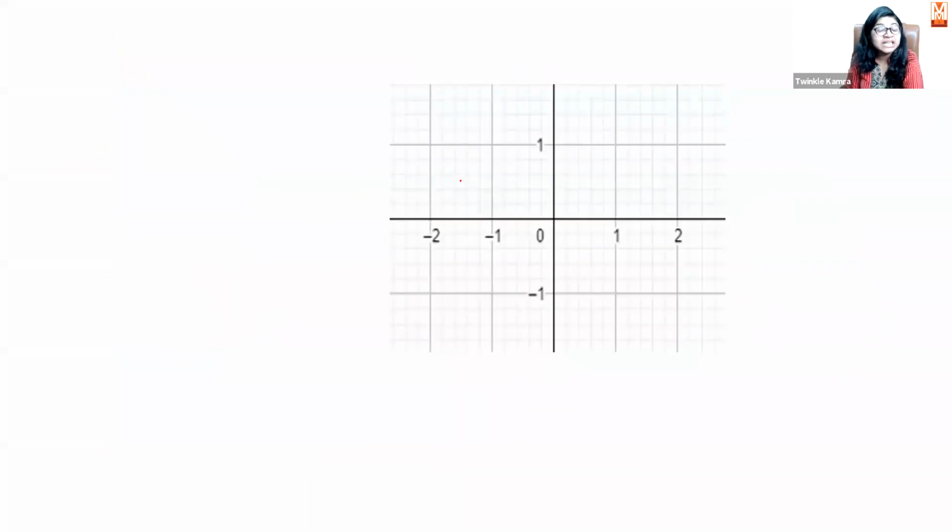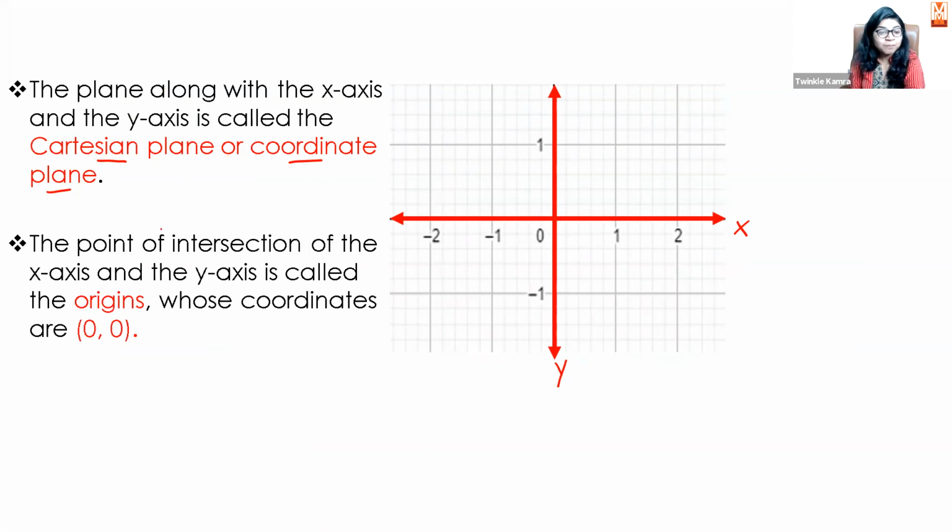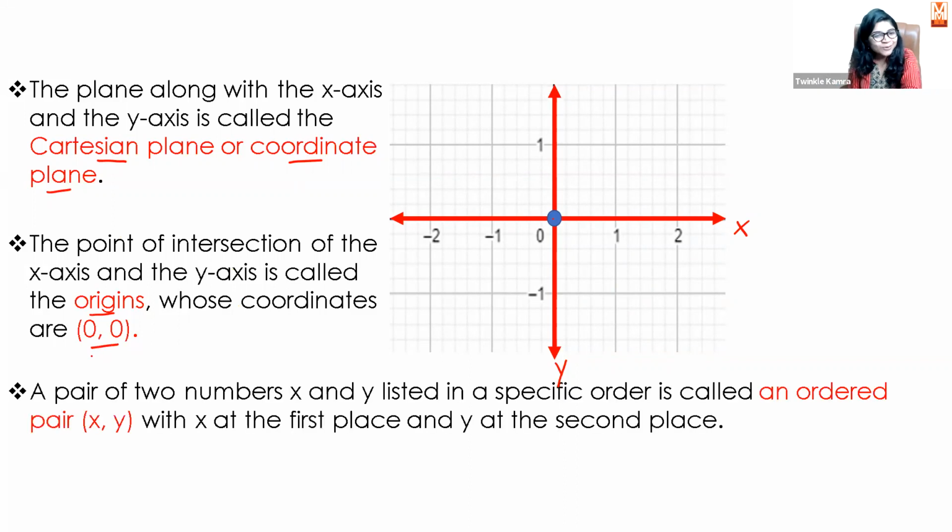Then let's understand how we can plot. How about plotting a point on the xy plane? This is the x-axis and this is the y-axis. It is called the Cartesian plane, also the coordinate plane. The point of intersection of the x-axis and y-axis, this blue point, is called the origin, because everything starts from here. From here we take the distance, and the coordinates of this are 0, 0.